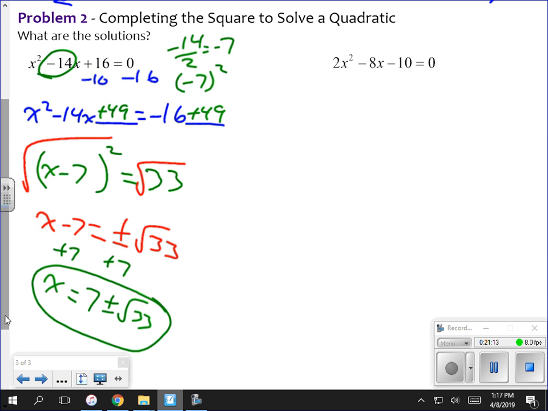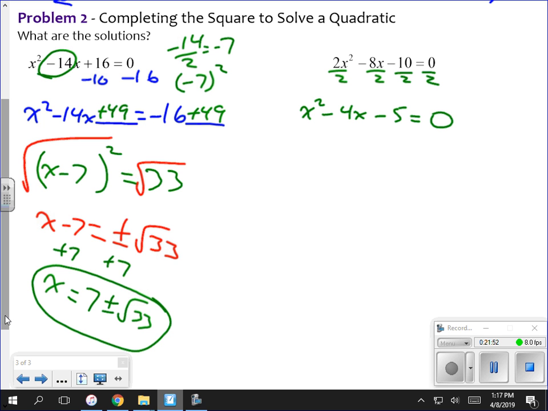What is the first term? 2x squared. I'm not allowed to have anything other than x squared when I do this. It's very easy to fix. Divide everything by 2. Divide by 2, divide by 2, divide by 2, divide by 2. So I get x squared minus 4x minus 5 equals 0, because 0 divided by 2 is still 0. Makes it easy.